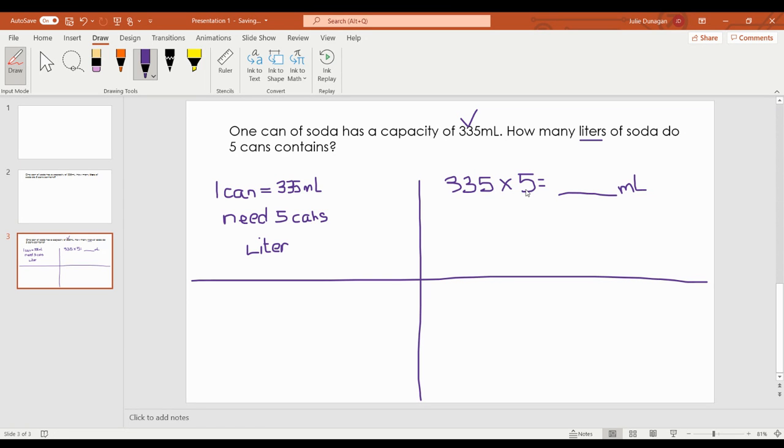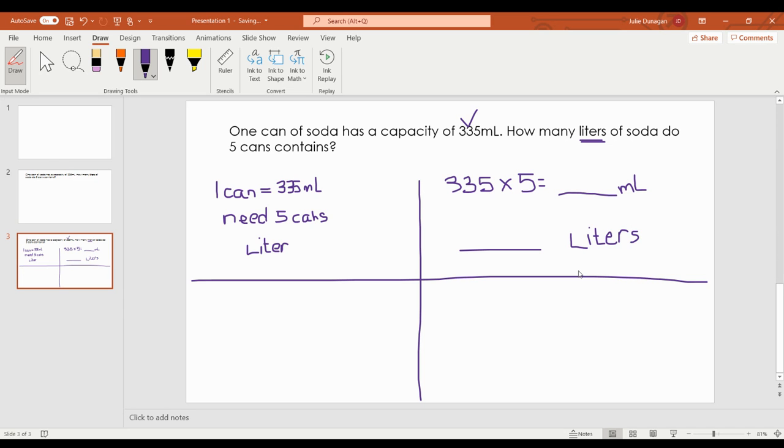Okay, so now we're going to ask, what is the question asking? Well, it's asking how many liters of soda do the 5 cans contain. So I wrote an equation to get my 5 cans. Now I have to remember that I'm ending up with liters, which brings me to my last question of what is my label going to be? Well, it's going to be liters. So we need to think about how, after I solve my equation, am I going to get from milliliters to liters?